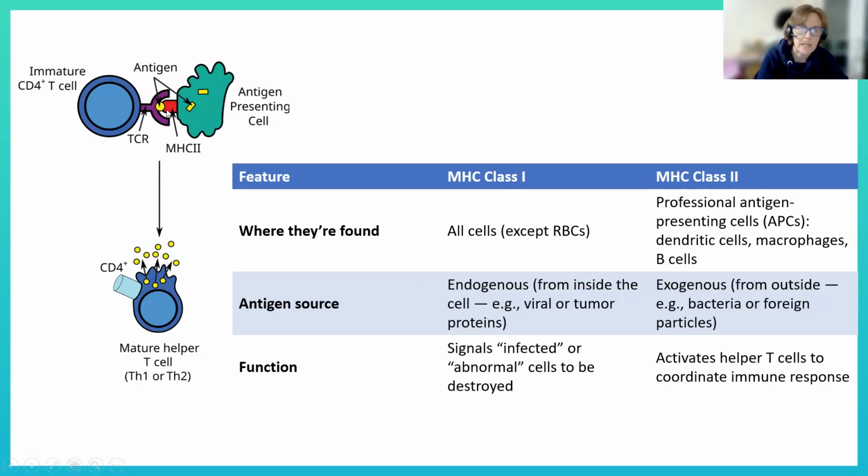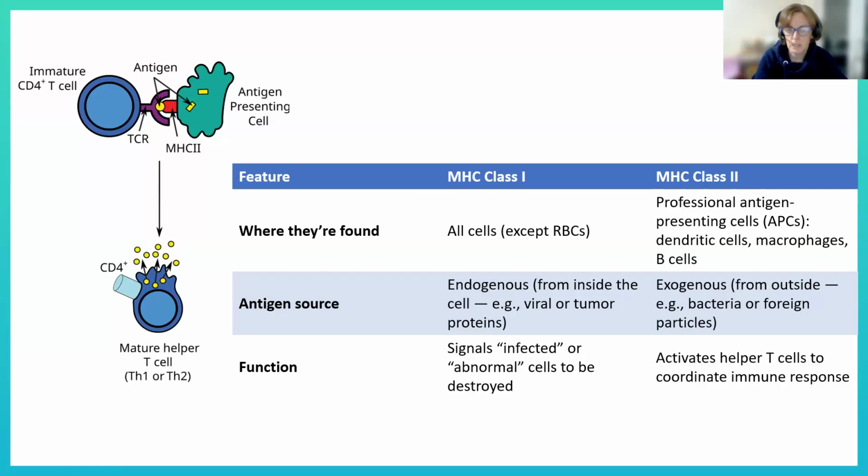So these red bits here are specialized for two different jobs: breaking up stuff that's found inside the cells and breaking up stuff that's found outside the cells. And there are loads of them in each class, so that we have loads of different shapes of these major histocompatibility complex structures, so that we can attach all the different shapes of these antigens.